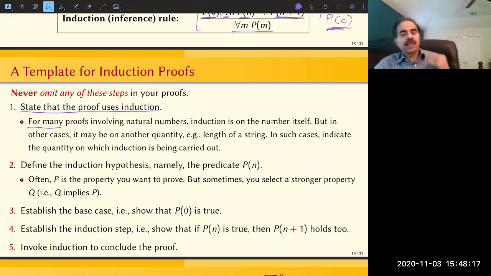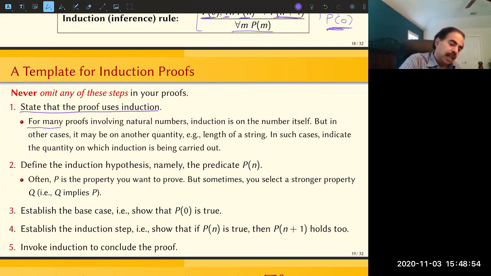So induction will always be on a number, but you may not always be working with properties of numbers. You may be working with properties of other things like strings. And then you have to say, I'm going to do induction on this property of this object. But again, that complication, we don't have to worry about it for quite some time. We are only going to talk about properties of integers for quite some time.